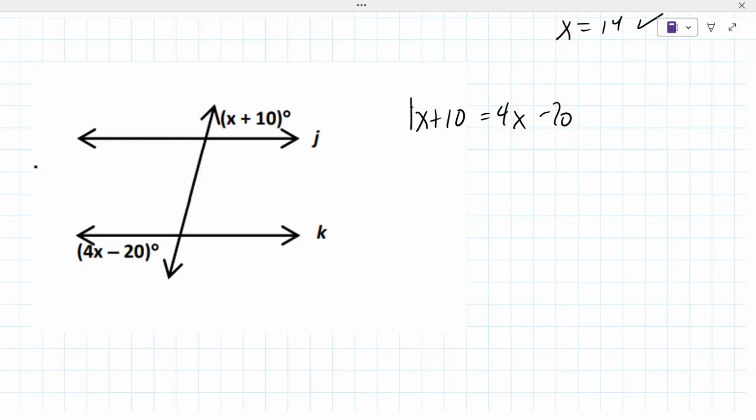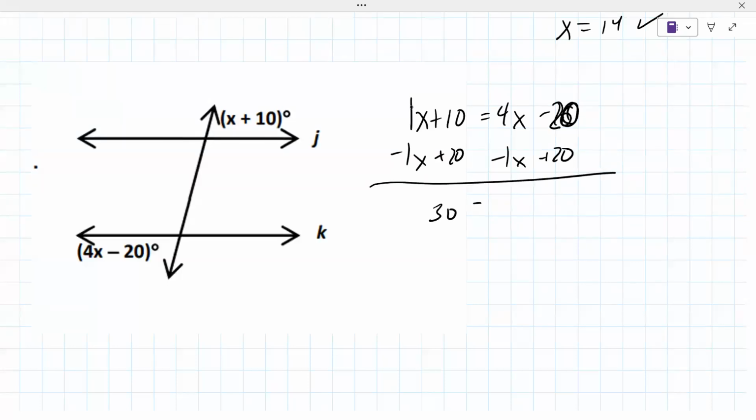Keep getting six, but I know that isn't correct. Okay, yeah, let's take a look here. You're going to subtract 1x from both sides and then add 20 to both sides. So that's 30 equals 3x. So x, when you divide by 3, ends up being 10.